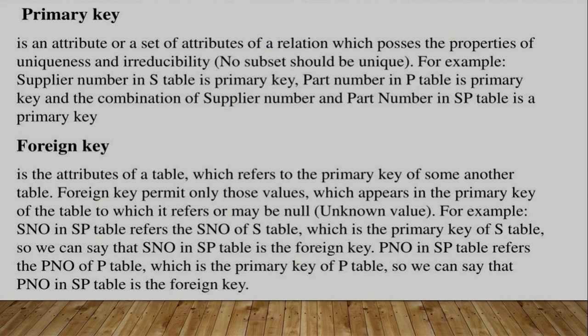We can take the serial number of the S table as a primary key, but for another table, that is the SP table, the same serial number acts as a foreign key because it is a primary key in another table, that is the S table, right? This is an example of a foreign key.